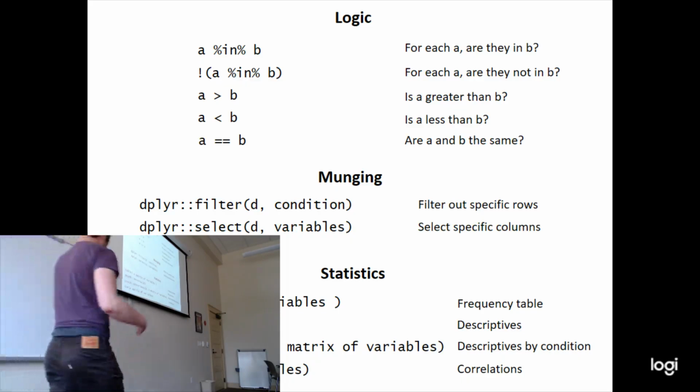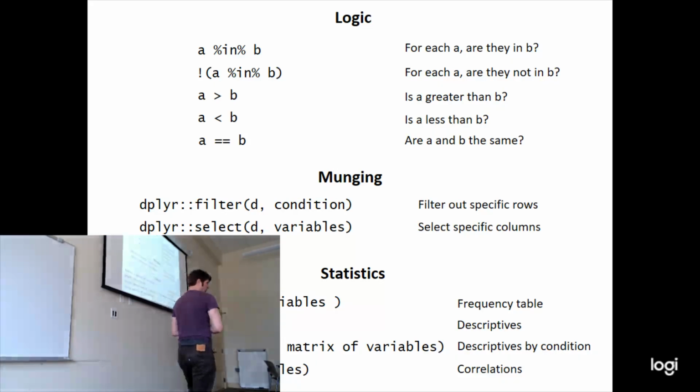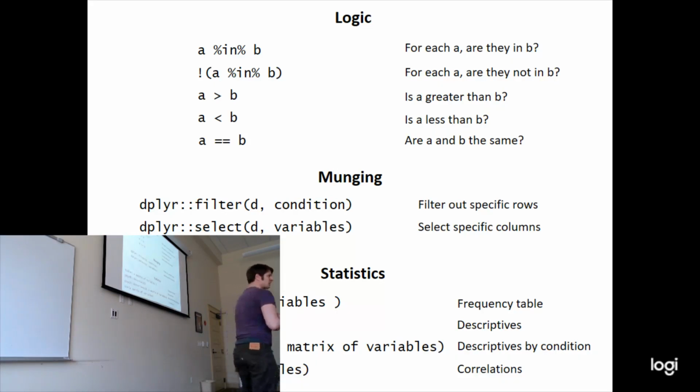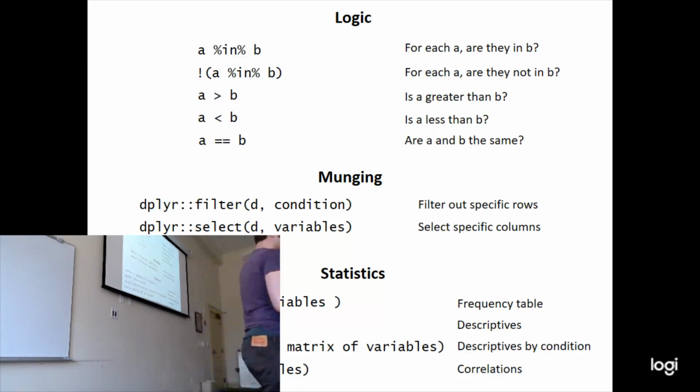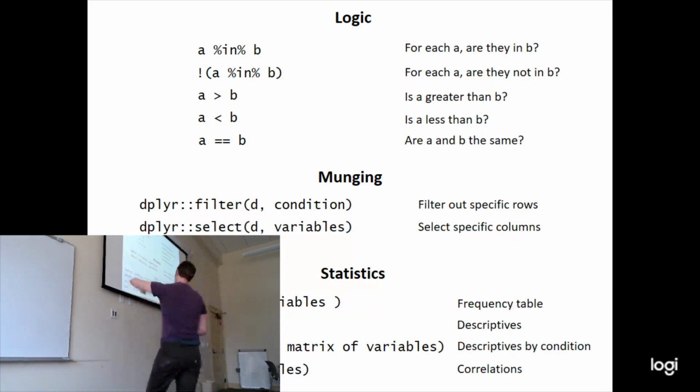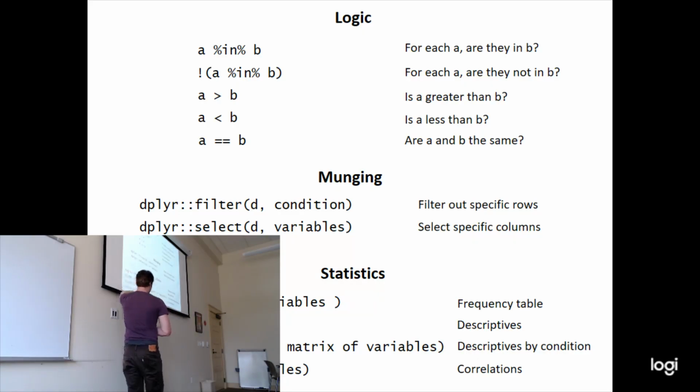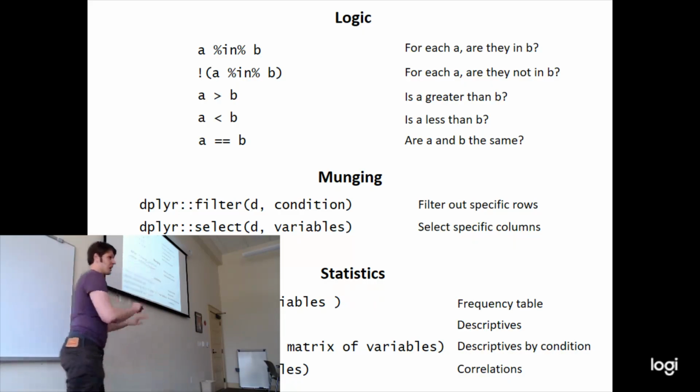And last category, there are lots of ways that you can do this, so this is not meant to be exhaustive. But table, that gives you a table of frequencies. Tell me all the ID variables that occur twice. That's the kind of thing that you might do. Describe, descriptive statistics, correlations, whatever. This is not an exhaustive list.